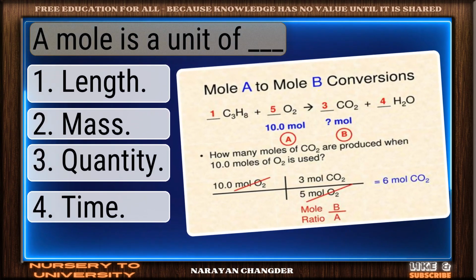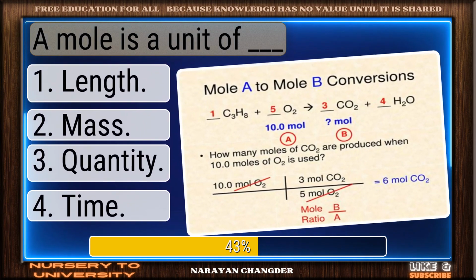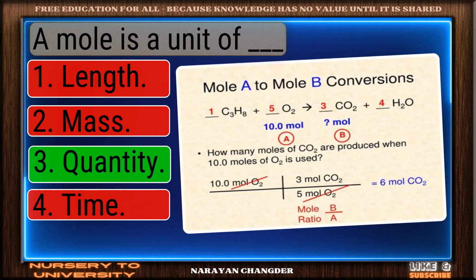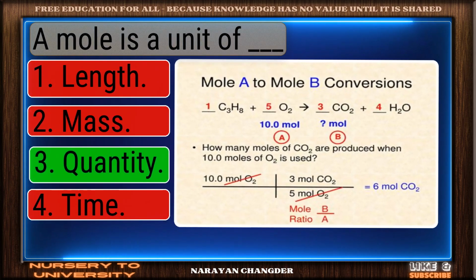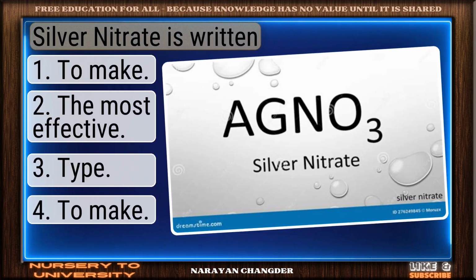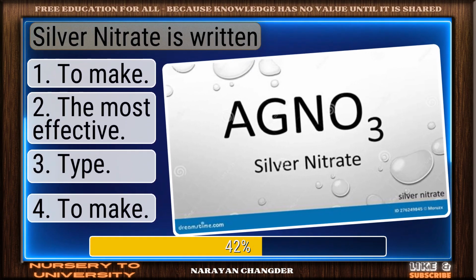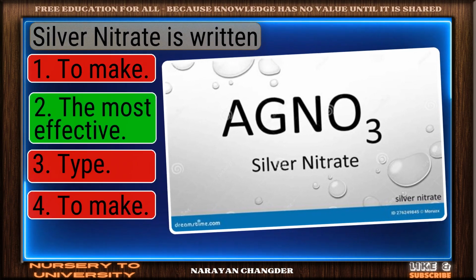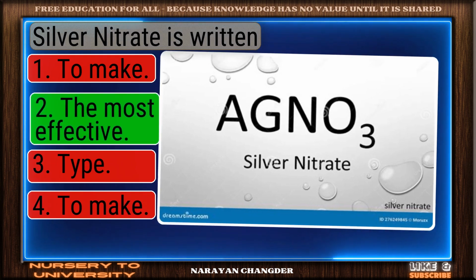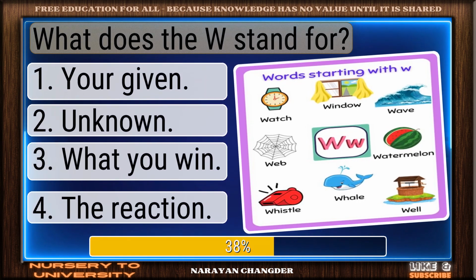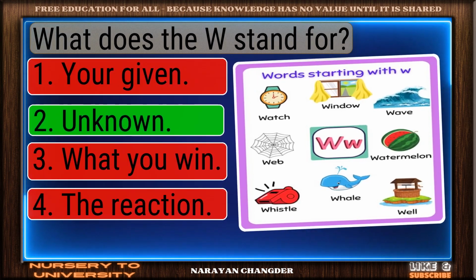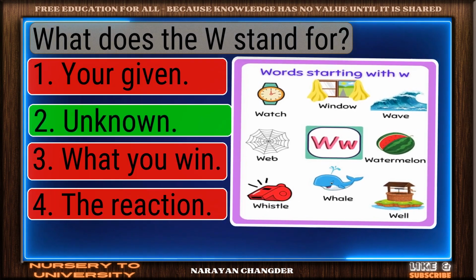A mole is a unit of dash. Correct response. Quantity is the most accurate answer. Silver nitrate is written. Good thinking. The most effective is the right answer. What does the W stand for? Well done. Unknown is the right choice.